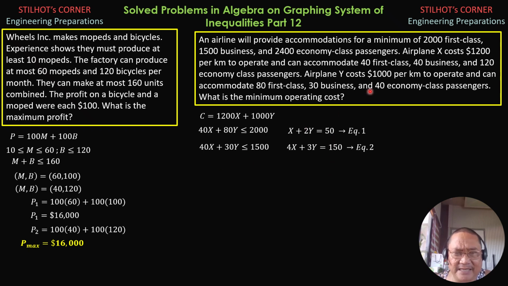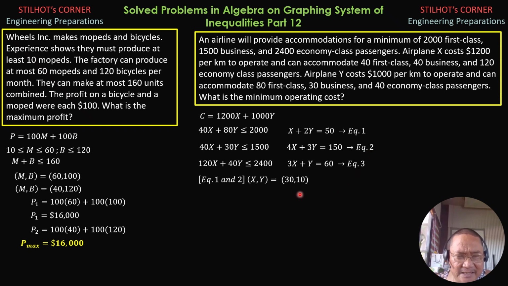Then for the third constraint, about economy class passengers: for plane X, the limitation is 120, so 120x plus 40y should be less than or equal to 2,400. Divide everything by 40, so 3x plus y should be less than or equal to 60, and call that also 3x plus y equals 60. Call that equation 3. If we solve equations 1 and 2 simultaneously, we get x, y equals 30 comma 10.